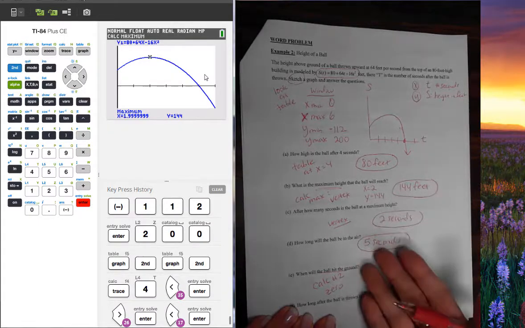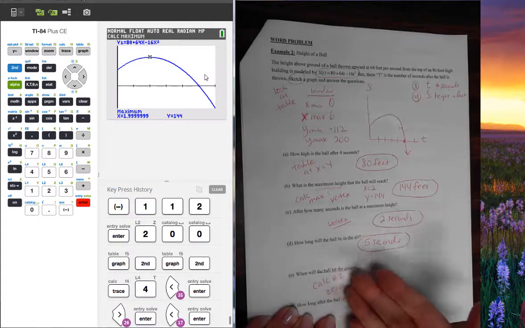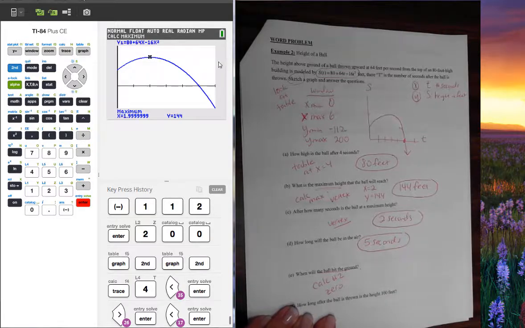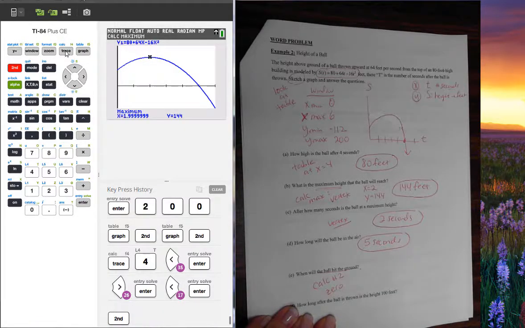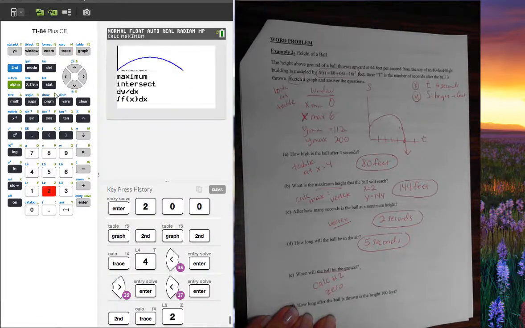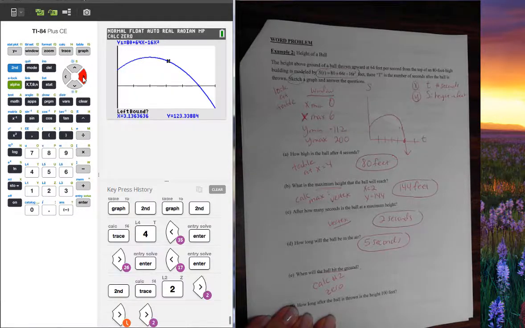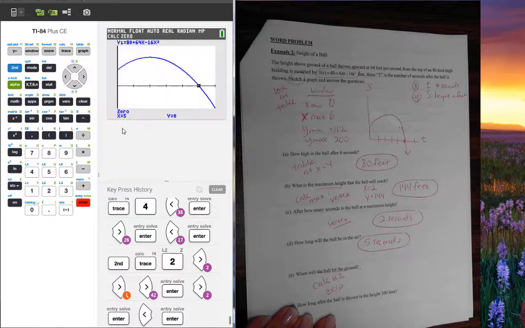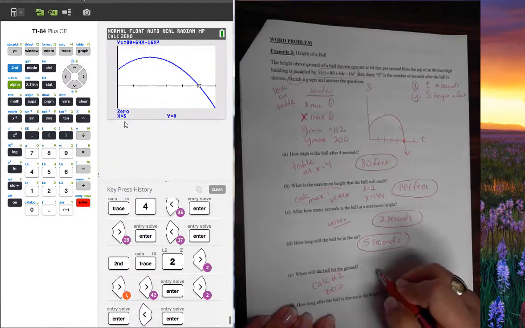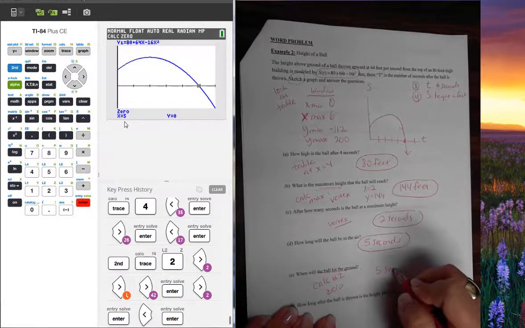So I know it was in the table, but I want to remind you what we were doing here. Calculate the 0 of that. Calculate the 0. So get over there to that value, and do the left bound, the right bound, and the guess. Left bound. I might be too close on that. Right bound and guess. Let's see. 5. It gives us 5 seconds.